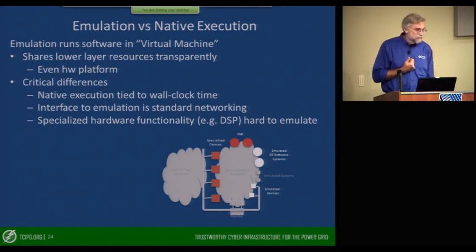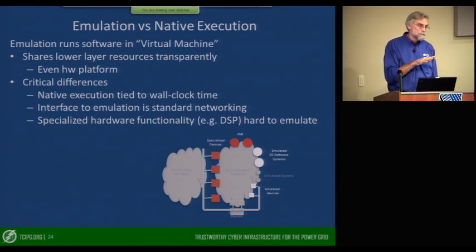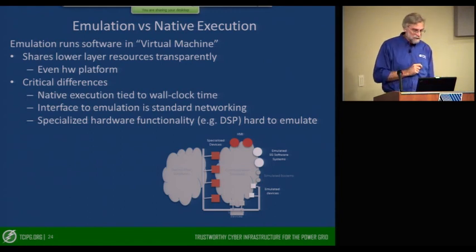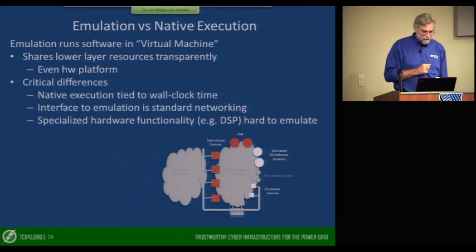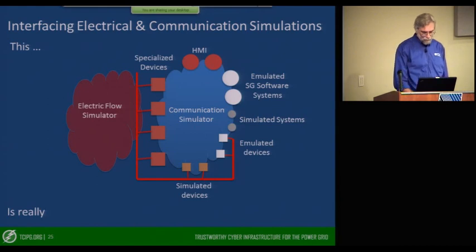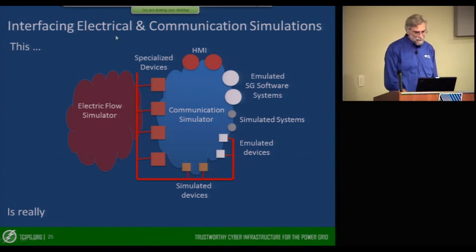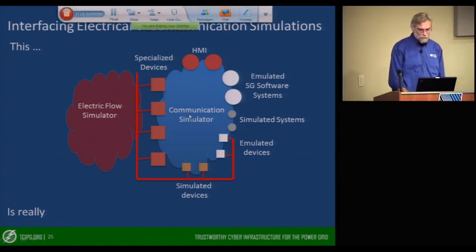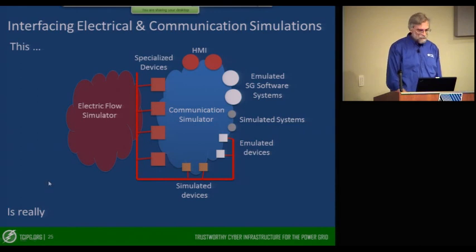The interface to an emulated piece of software is usually just through networking, because you have a virtual machine manager, and there's a standard there. The interface with a device that's actually running natively is particular and peculiar to that particular device. So those are key differences between emulation and native execution. If we're going to achieve this picture where we're integrating all sorts of things, we're going to have to interface somehow the electrical and communication simulators.